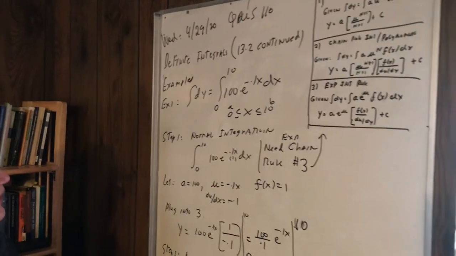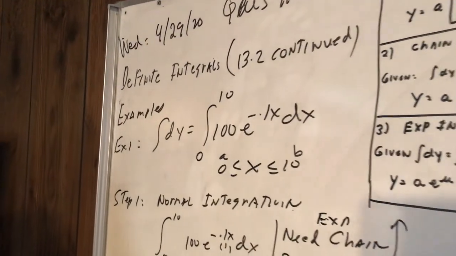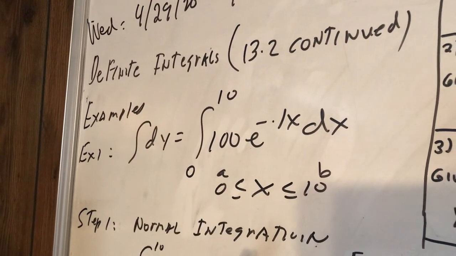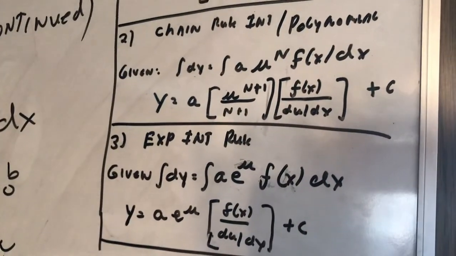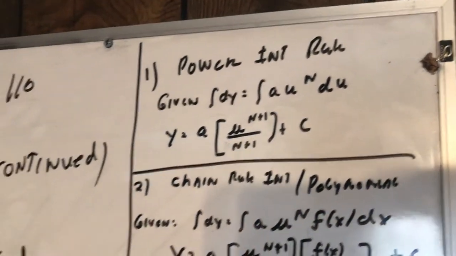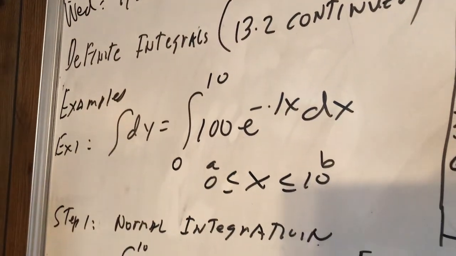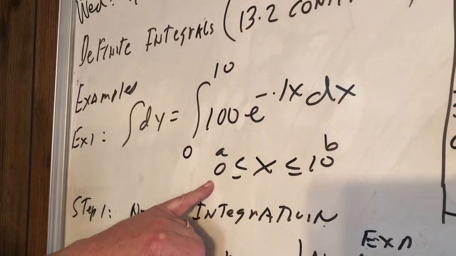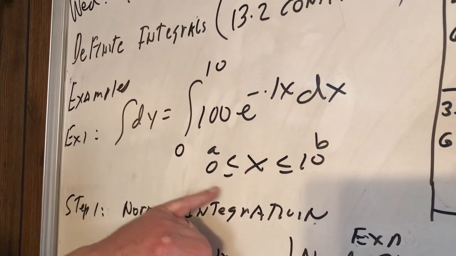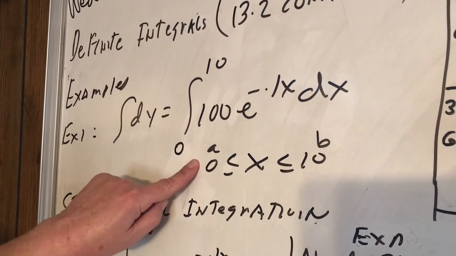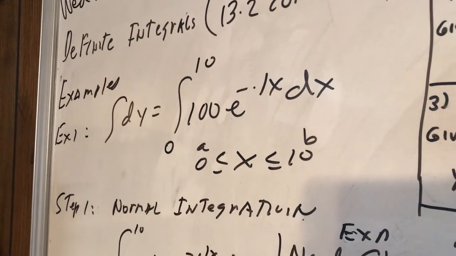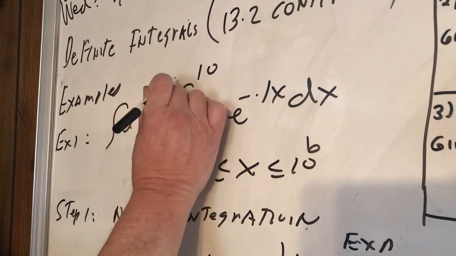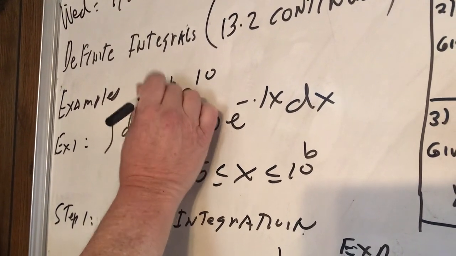So let's look at this example. We're now doing definite integrals. I've put down all the integration rules. Those hold whether you have an indefinite or a definite integral. Those always hold. So I'm given this integral, 100 e to the minus 0.1x dx, and I want to find the value between x greater than or equal to 0 and x less than or equal to 10. A is always the smaller number. So here you want to write A equals 0 and B equals 10.